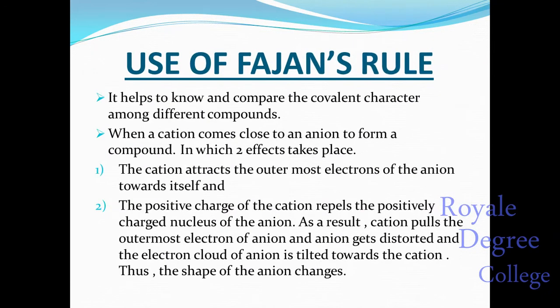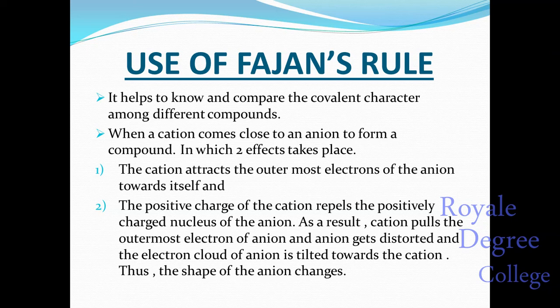Use of Fajan's rule. It helps to know and compare the covalent character among different compounds. When a cation comes close to an anion to form a compound, two effects take place. The first one is the cation attracts the outermost electrons of the anion towards itself, and the second one is the positive charge of the cation repels the positively charged nucleus of the anion.